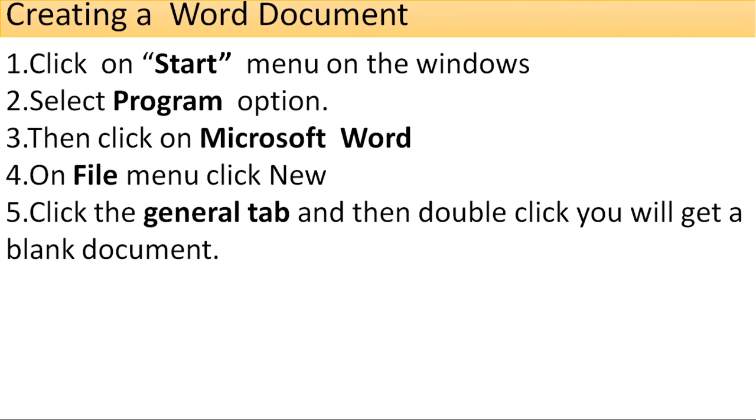See, we will create this Word document by clicking on the Start menu on Windows, selecting the Program option, then clicking on Microsoft Word. On the File menu, click New, click the General tab and then double click, and you will get a blank document. Now students, we will see all these things by creating it practically.